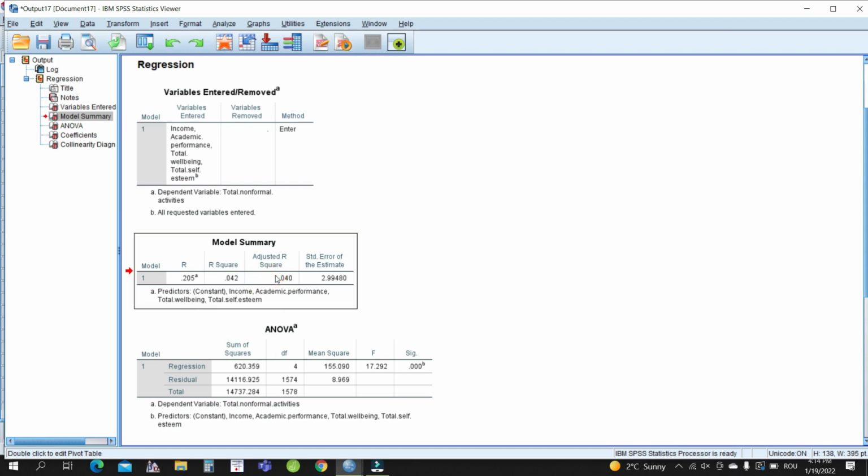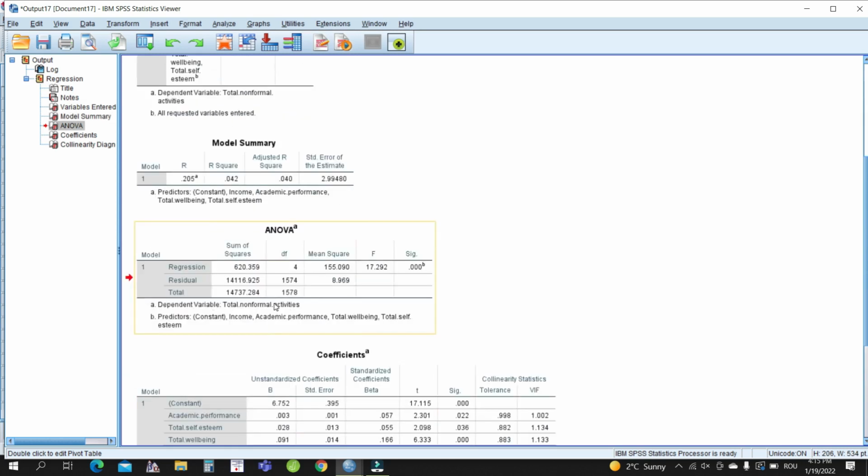Next, we have the adjusted R-square, which is adjusted for the number of predictors. As you can see, this value is 0.04, which is very close to the unadjusted value. We have also the standard error of the estimate, which in our analysis is not necessarily of high interest.